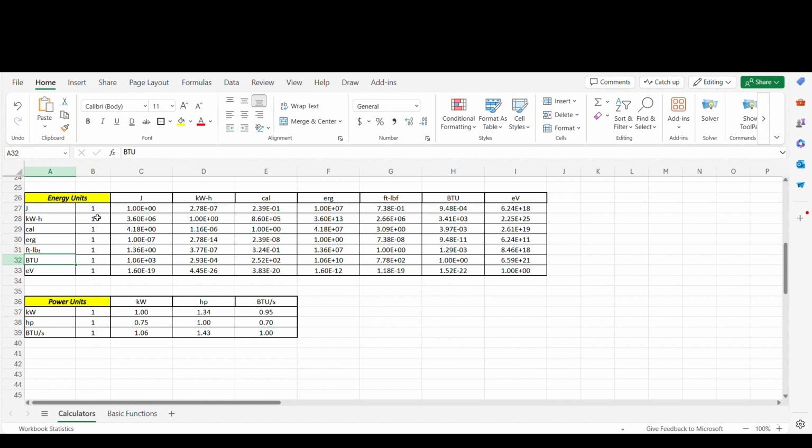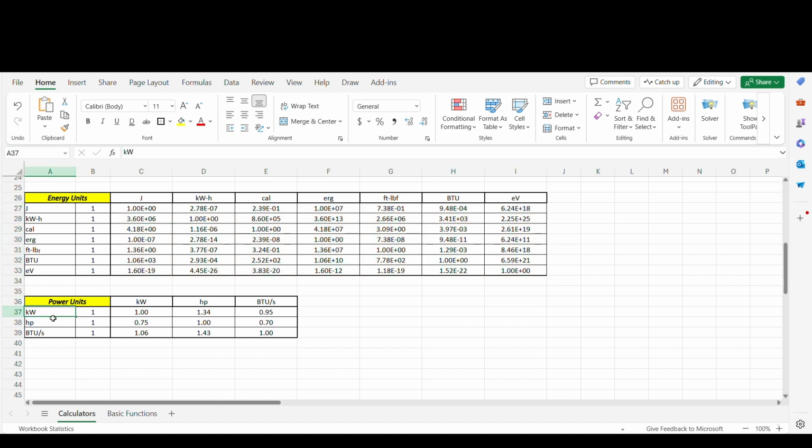BTUs are just British thermal units. Not really a big fan of them, but they're common enough that I need to show them. And then EVs are electron volts. They are used in a lot of electrochemical calculations. So like I said, this whole thing is just any conversion of those.